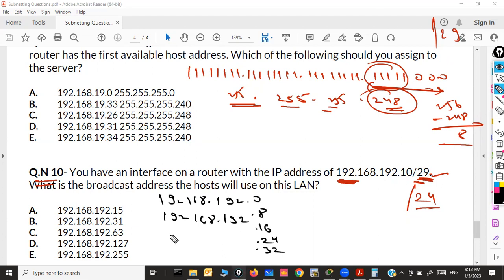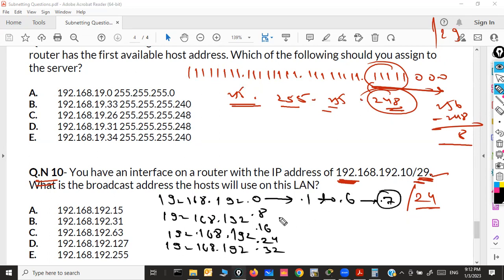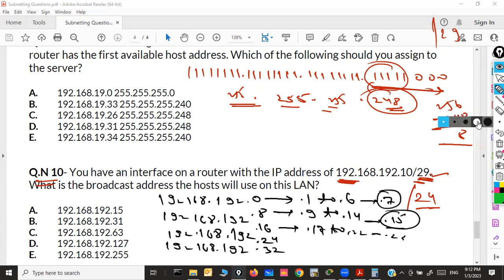Now if we find the range of IP addresses in any subnet, in this subnet the range will be .1 to .6 and .7 is the broadcast address. Here .9 to .14 and .15 is the broadcast address, and in this subnet .17 to .22, and .23 is the broadcast address. So yes, we got the answer .15, because the .10 IP address is from the same range. The range is 9 to 14, and the last address is .15. So answer A is correct here.